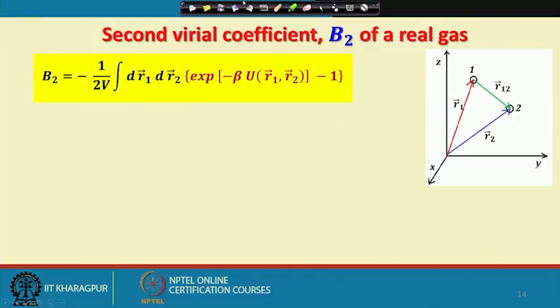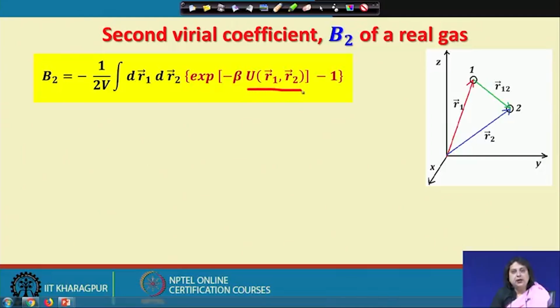Now, when I think about estimating the second virial coefficient for a real gas, I understand that in this case I will really have to worry about what the potential energy function is when the two particles are present at positions r1 and r2 respectively, because my integrand is e to the power of minus beta u, minus 1.